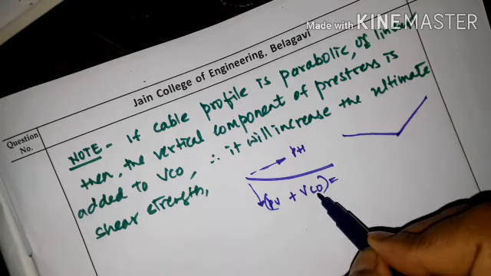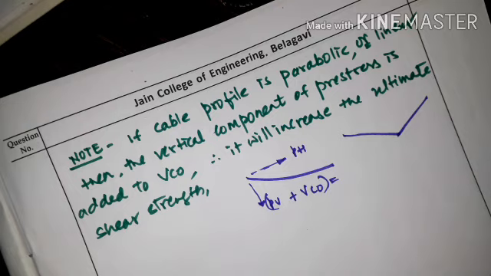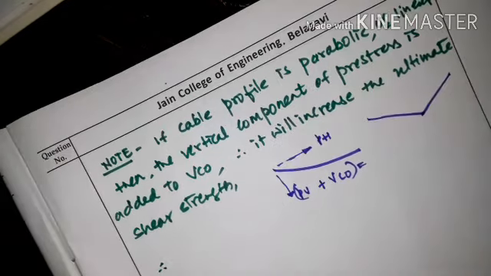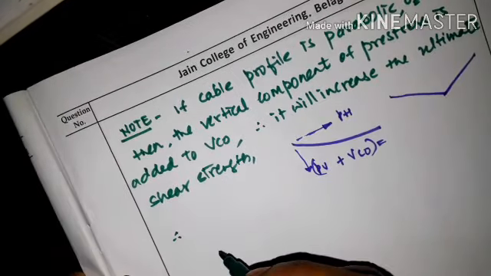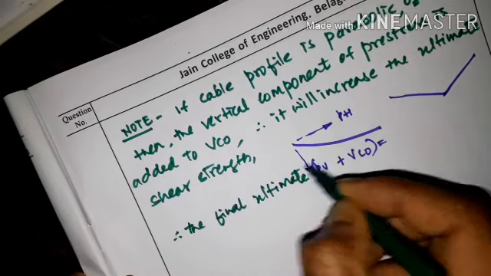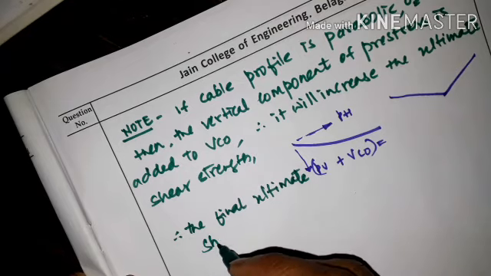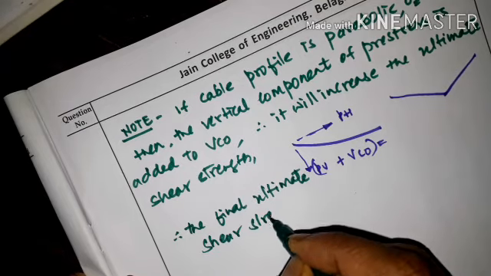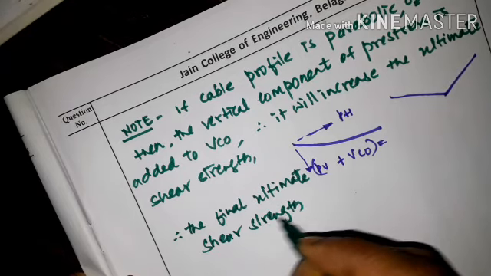Therefore I can write, the final ultimate shear strength is equal to VCO plus PV. So that is nothing but VCO plus P theta.